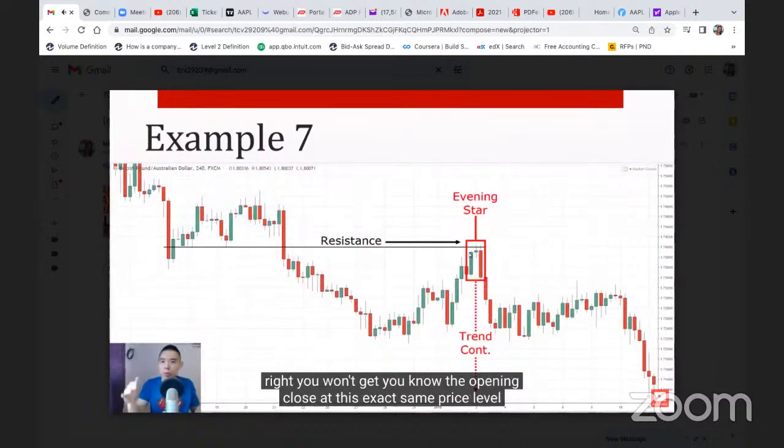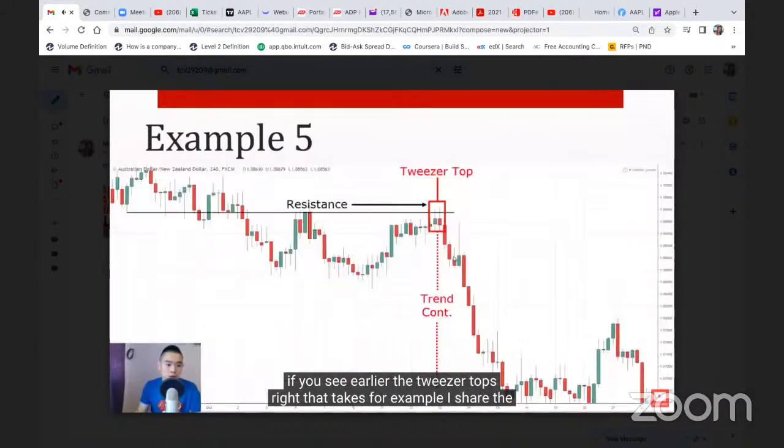You won't get the open and close at the exact same price level. Sometimes it's going to be a slightly higher open, sometimes a slightly lower close and stuff like that. And you've got to understand the nuances and the variations that can come with it. Same for the tweezer tops and bottoms. If you see earlier the tweezer tops, the textbook example I shared, the highs were at the exact same level. But for this example, the second candle's high actually exceeded the first candle. Again, there are always variations to it.